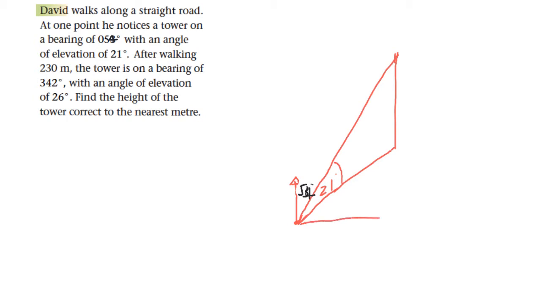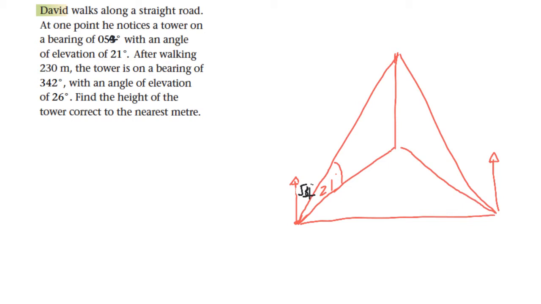He's walked somewhere in this direction. And now this tower is on a bearing of 342 degrees. So that means it's 342 all the way around there, up to where that tower is. And it has an angle of elevation there. I'm going to include that part because that's really important. Our angle of elevation is 26 degrees.